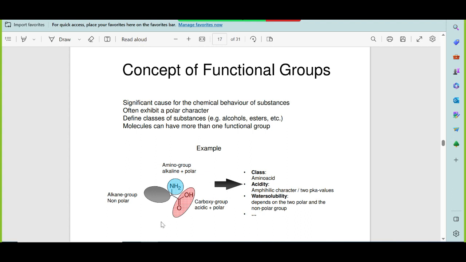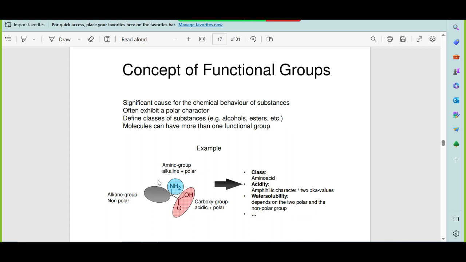And it has an acidic character because this is a carboxylic acid, a weak acid. And the amine group is alkaline, so it has an alkaline character. So we call it amphiprotic, which means it has two pKa values. You know, the pKa determines how strong an acid is. So depending on the pKa, we know that a carboxylic acid is not a strong acid, it's a weak acid. But it also has another pKa.